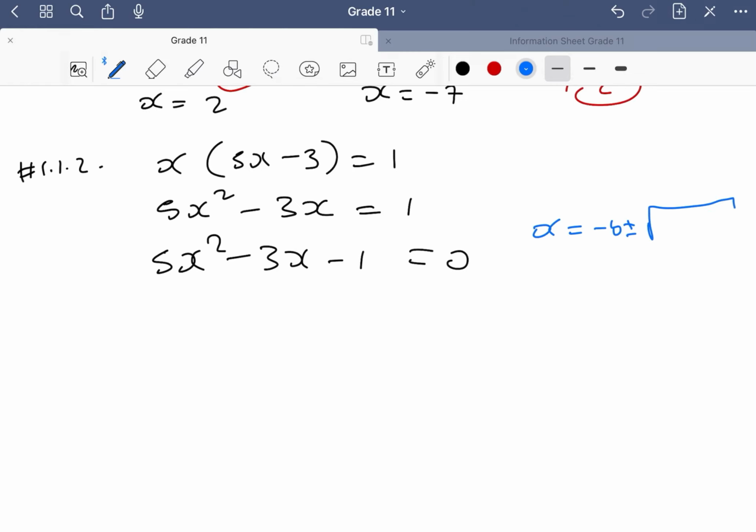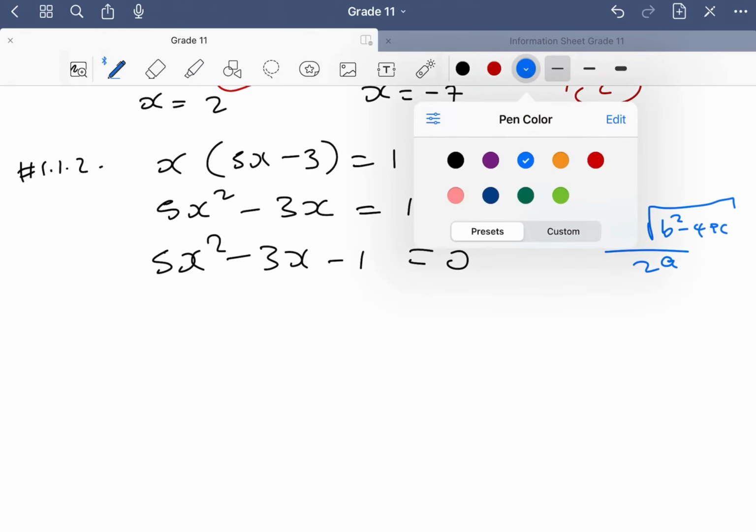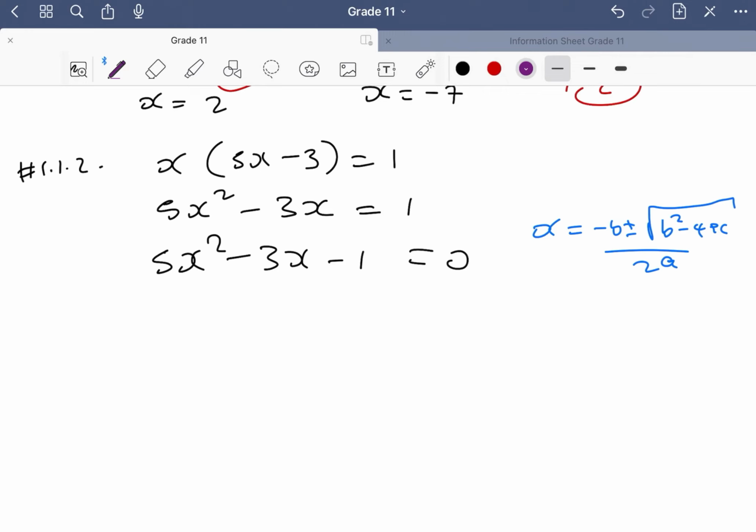So this is the quadratic formula, x equals minus b plus or minus the square root of b squared minus 4ac, over 2a, and it works all the time. Let's say you have a quadratic equation, ax squared plus bx, let's say minus c, is equal to 0. All right, that's your quadratic equation.